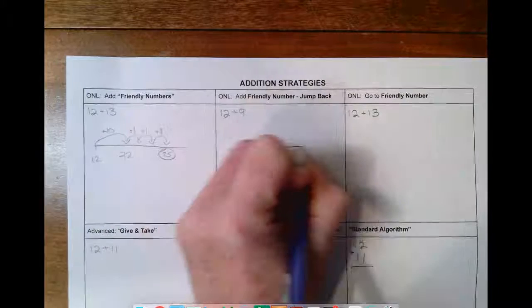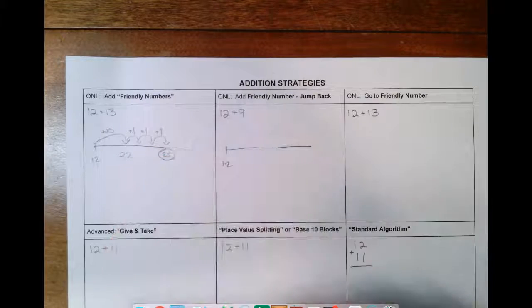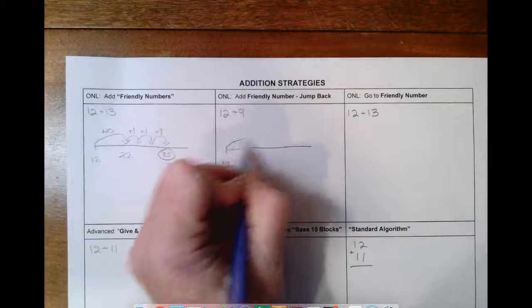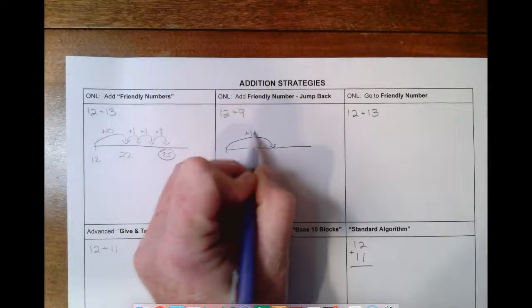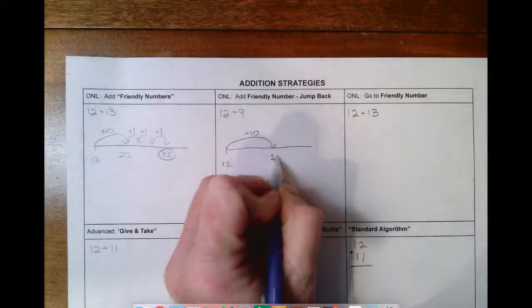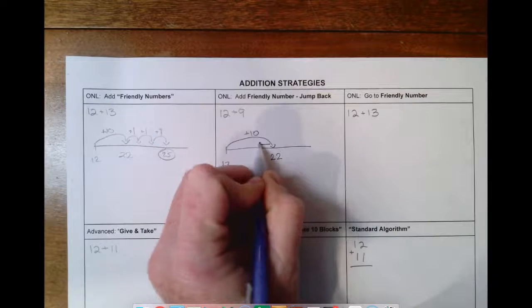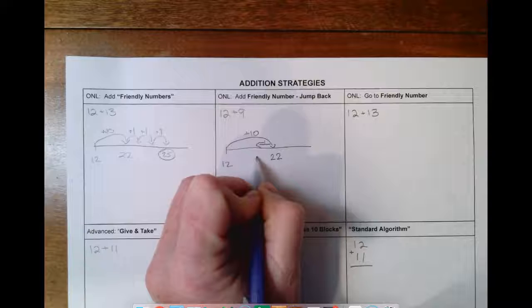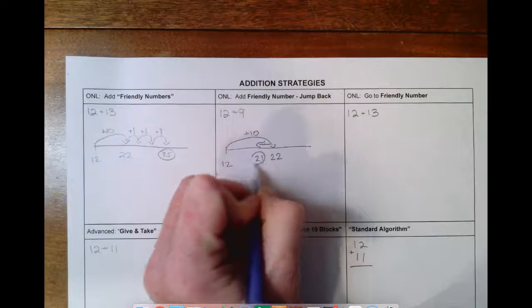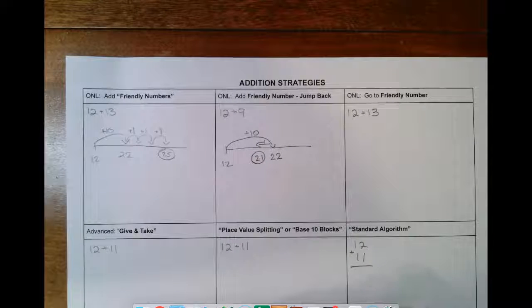Okay, here's another one using the friendly number method. So we want a 12 and then add 9. So we start at 12. Well, if we add a friendly number of 10, that gets me to 22, but we didn't want to add 10, we only wanted to add 9. So we can jump back and get to 21. And there's our answer for 12 plus 9, adding a friendly number and jumping back.